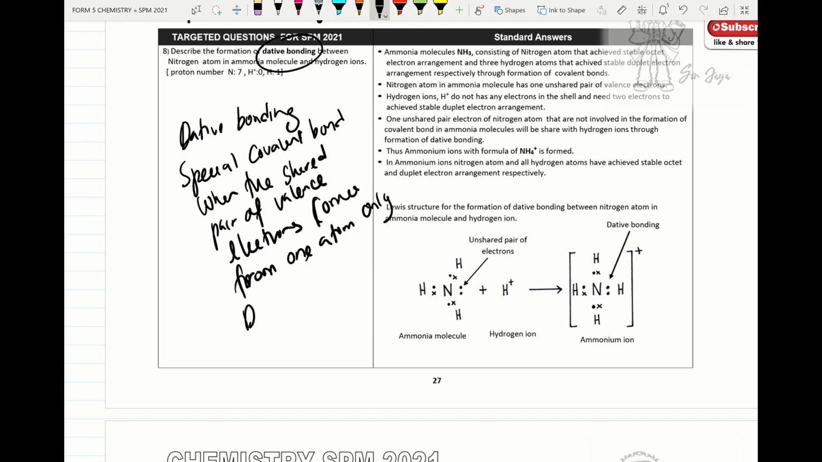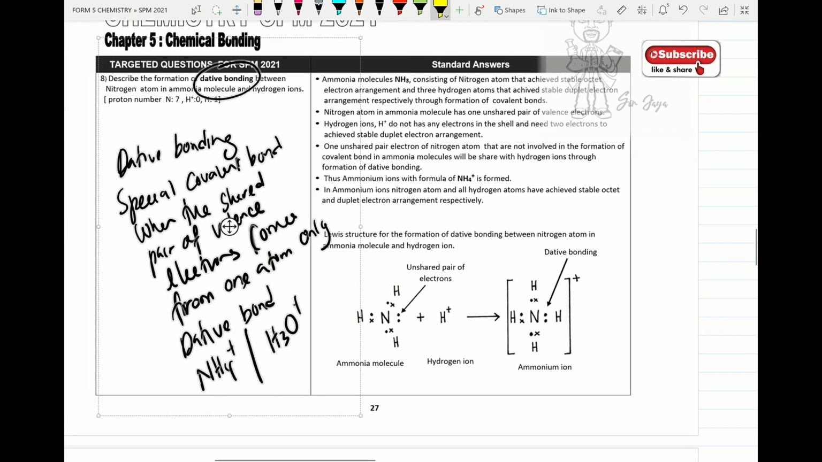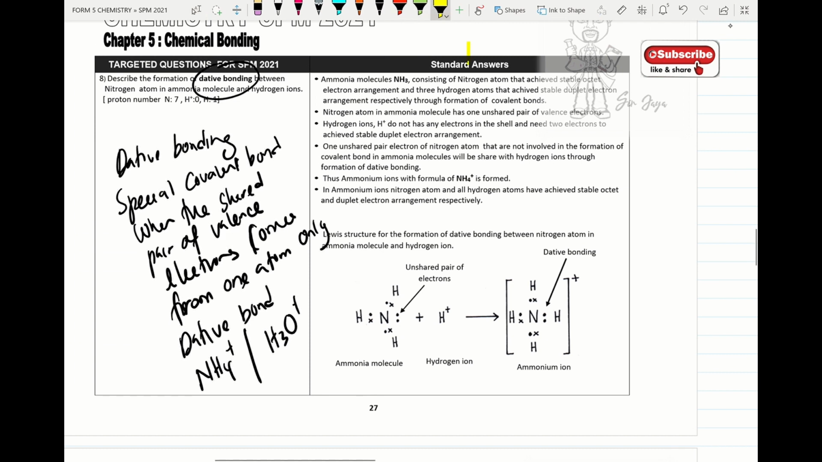And please remember two examples of dative bonding: the ammonium ion and the hydroxonium ion. How to explain? I already explained the formation of dative bonding in the ammonium ion, which is NH4+. Please check this one also. I already discussed it, but I will discuss it again.